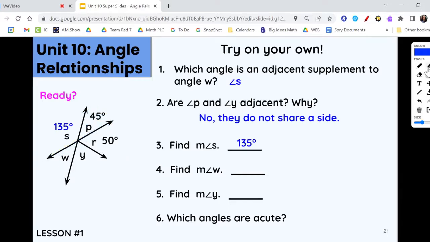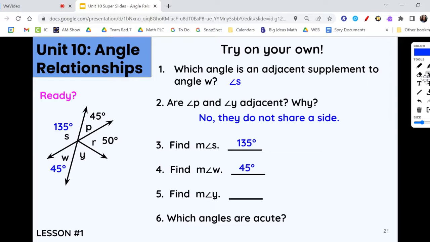Find the measurement of angle W. Well, there's a couple ways of doing this, but angle P and angle W are vertical angles, so they have the exact same measurement. So if angle P is 45 degrees, angle W is 45 degrees.